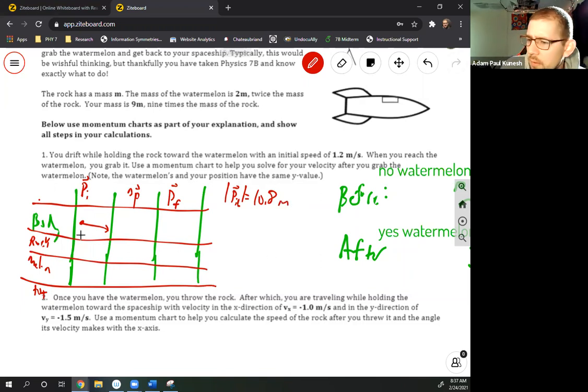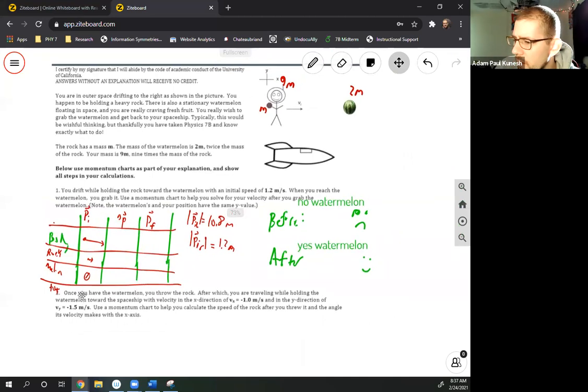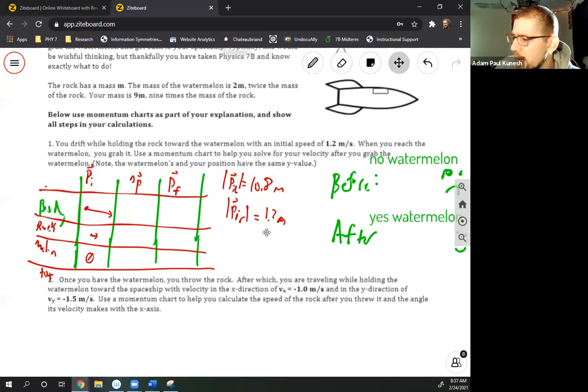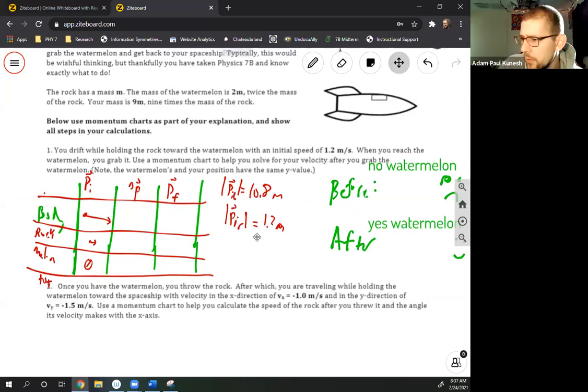The momentum for the rock is going to be pointing in the same direction as me and 1/9 as large because it weighs 9 times less than I do. So P initial for the rock magnitude is just 1.2 m meters per second, but I'm going to drop the units for now. And the melon is just floating out there in space. It has no velocity, and as such, its momentum is 0. Everybody with me so far? Does this setup look okay?